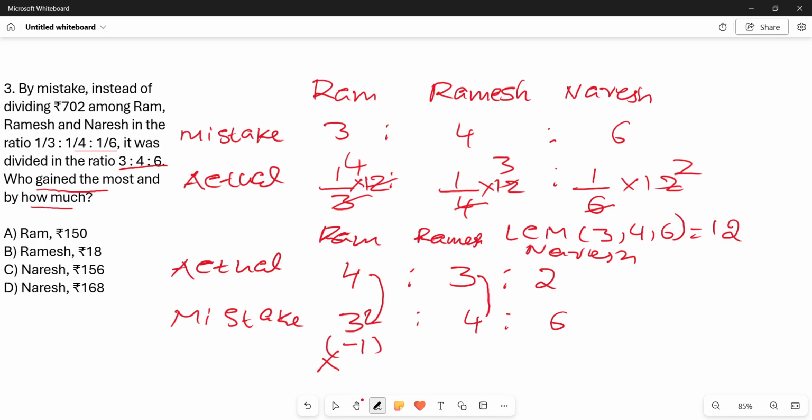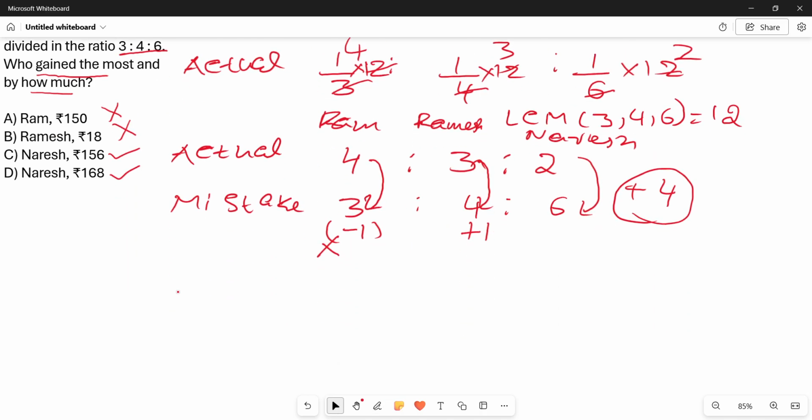Ramesh's actual value is 3 and the mistaken value is 4, so Ramesh is gaining plus one part. Keep it in mind, guys. And Naresh is gaining 4 parts. Who gained the most among the three friends? Naresh, plus 4 parts. So the answer is definitely Naresh, which means option C or option D. Ram is not gaining and Ramesh is also not gaining, so we focus on options C and D: 156 or 188? We will solve it.